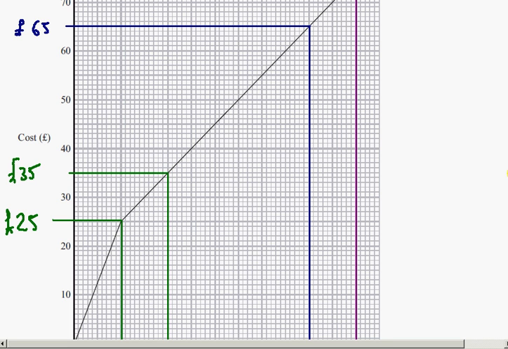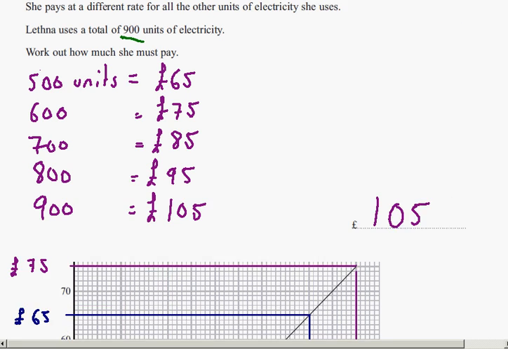If you find the cost of the first 100 units as £25, or if you see 25, that's enough to get you a first method mark. Or if you see £10 increase per 100 units for the second rate, that's also enough to get you the first method mark. But in this case we would have got both marks.